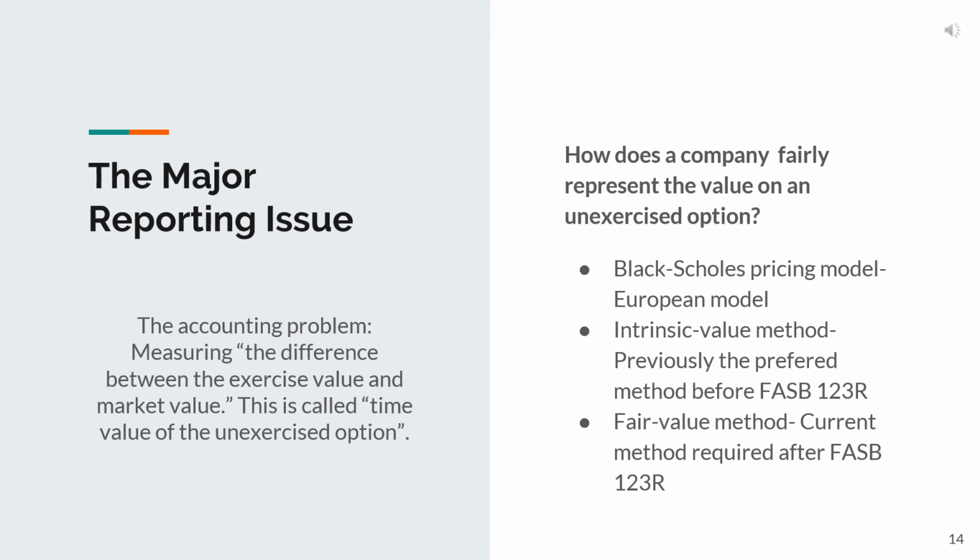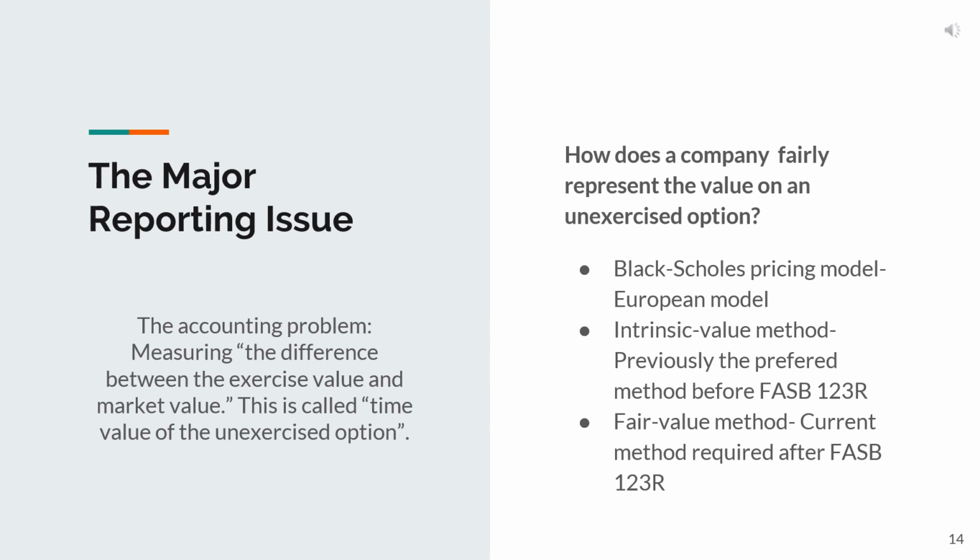For a while, companies were using the intrinsic value method, and that was before FASB 123R, where companies had the option of which valuation method they were going to use. In the intrinsic value method, for example, you're given an option for $20 and the market price was $20 on the date of the grant, so the company would record no expense.